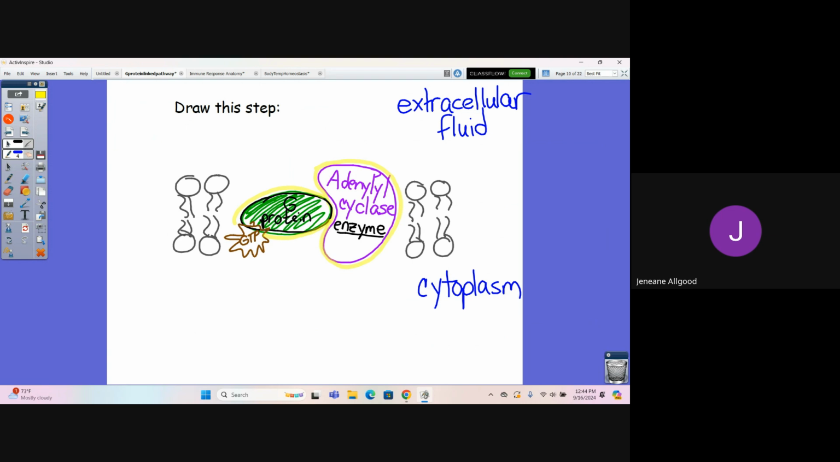All right, so adenylyl cyclase is going to be converting. So this is kind of how we show one thing being converted to another. And I make the middle part attached to the enzyme that is catalyzing that reaction. So adenylyl cyclase is converting ATP in the cytoplasm to cyclic AMP in the cytoplasm.